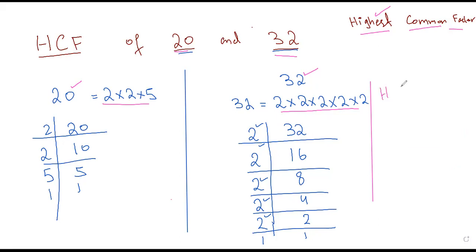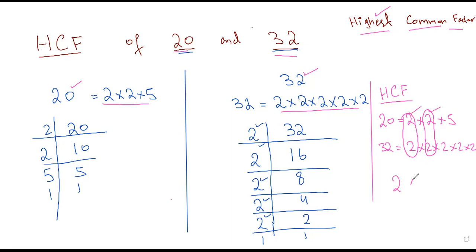Okay. So for 20, we have 2 into 2 into 5. For 32, we have 2 into 2 into 2 into 2 into 2. When we talk about HCF, we just have to find out the common ones. This is common and this is common. And we just write down the common ones. So 2 was common, and then this 2 is also common, 2 into 2.